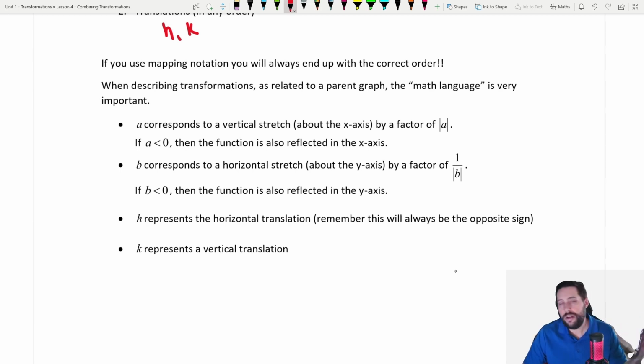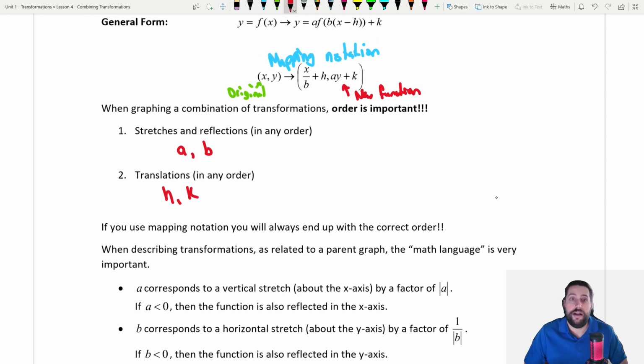B and H, okay, so those ones, you do the opposite of what it tells you to do. So if it multiplies by a whole number, you're actually going to multiply it by its reciprocal. Okay. All right. So that's the most important part. Again, the mapping notation is the most important part.